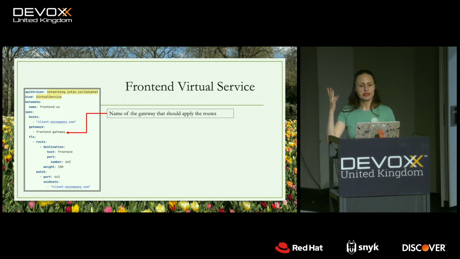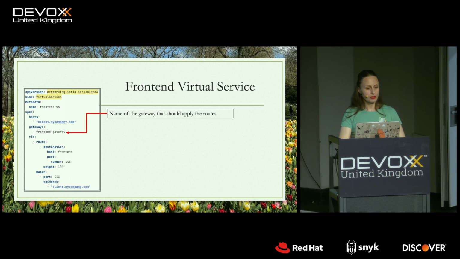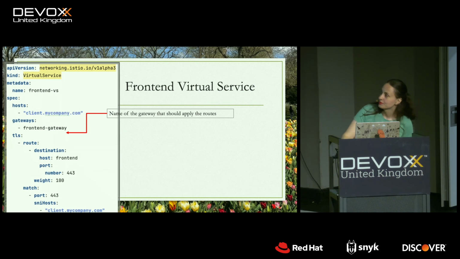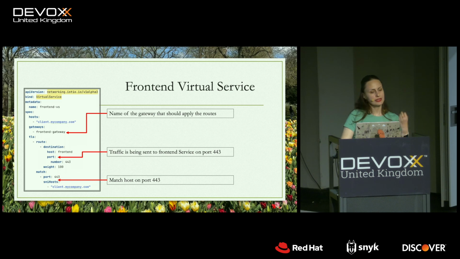Next, once the request gets to the virtual service, this virtual service has to know from where it accepts those forwardings. So you should apply there the name of the gateway that should apply the routes. Let's make this a little bigger. And next, traffic is being sent to the front-end service on port 443. So you should specify the destination for the front end. And again, it is important to match the host on port 443, but also the SNI host. So the SNI host and the host have to be the same. Otherwise, you're going to have some issues in routing your requests.